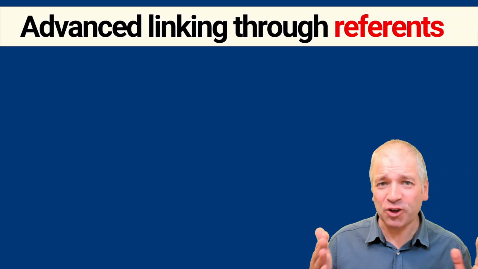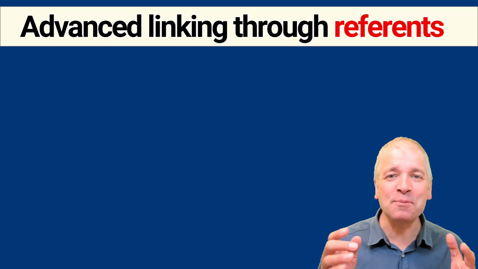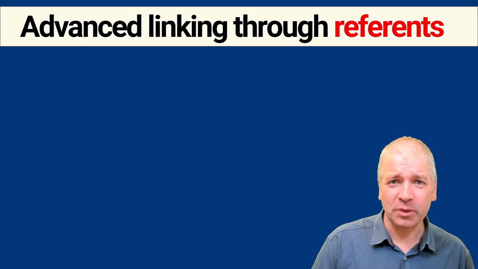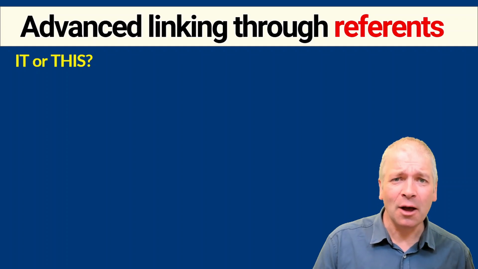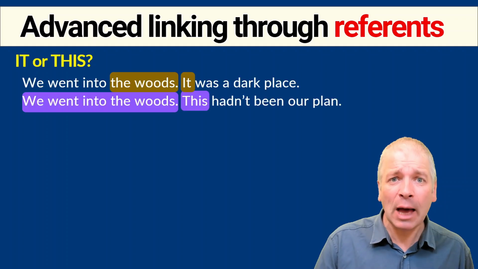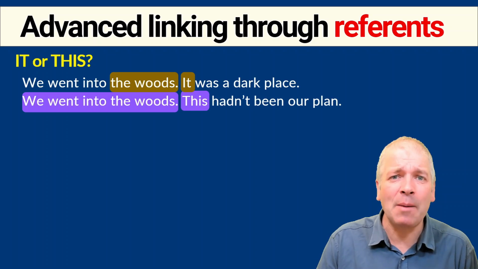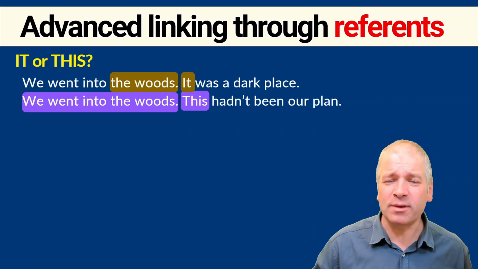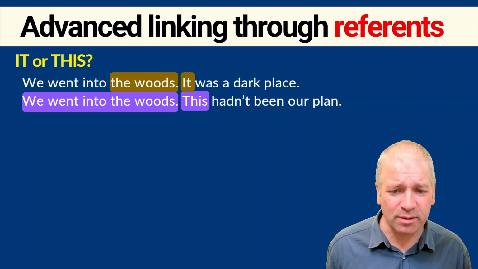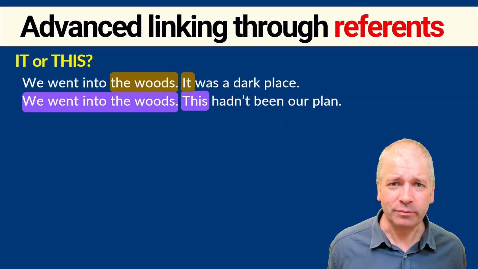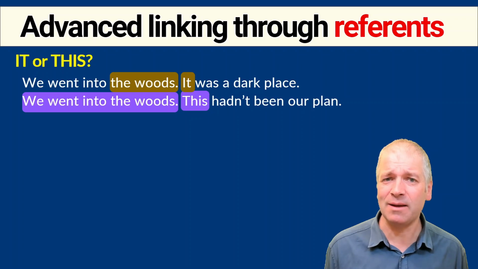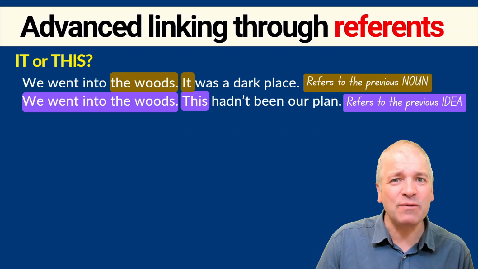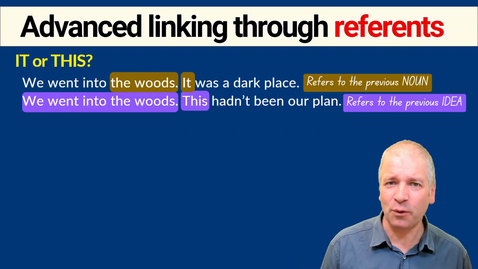Linking different bits of what you say or what you write becomes more advanced at the C1 level. And we can do this with certain referents. Firstly, you have to have a good understanding of how to use it and this. Now, at a basic level, it and this can be divided as follows. We went into the woods. It was a dark place. We went into the woods. This hadn't been our plan. Do you notice the difference between it and this here? It refers to the previous noun, whereas this refers to the previous idea. It takes everything that's said before.